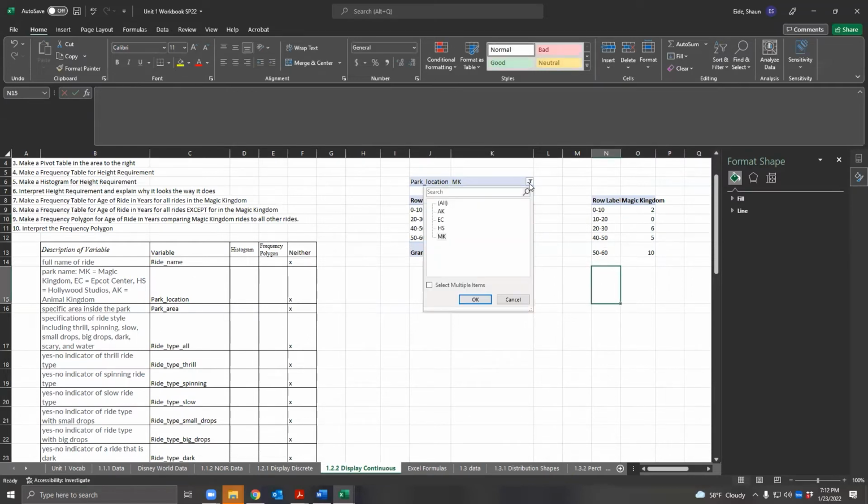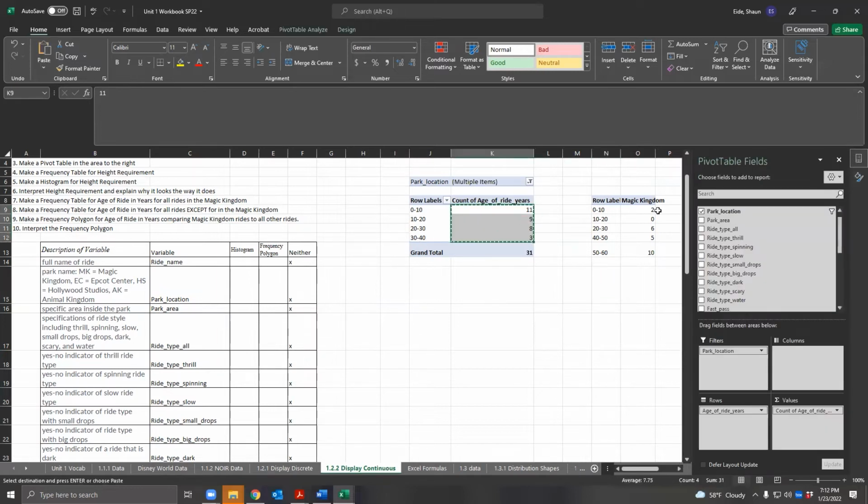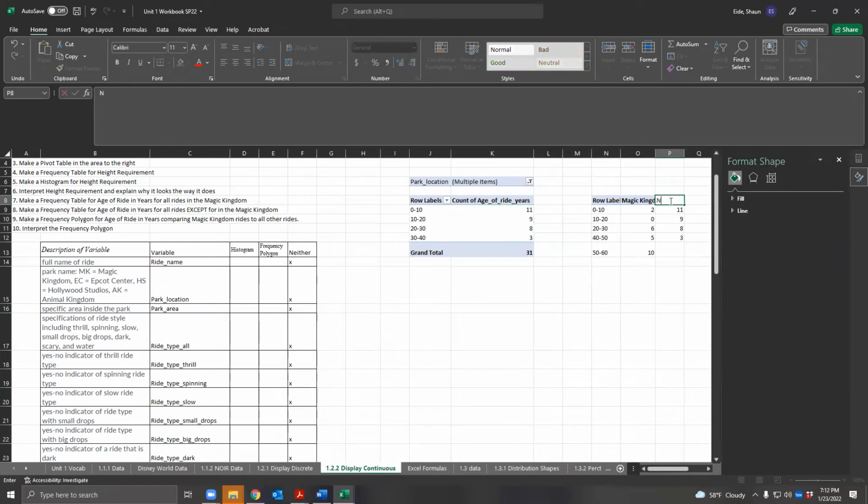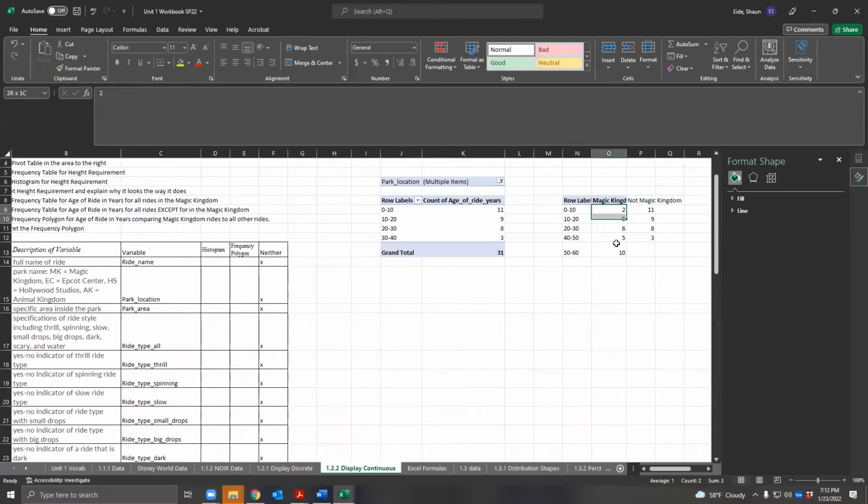So now we want to select multiple items because it says make a frequency table for rides in the Magic Kingdom, make a frequency table for rides in all years except Magic Kingdom. So what we want to do is all of them except Magic Kingdom. Okay, and so 0 to 10, 10 to 20, 20 to 30, 30 to 40. So I'm going to take this information right here, not Magic Kingdom.